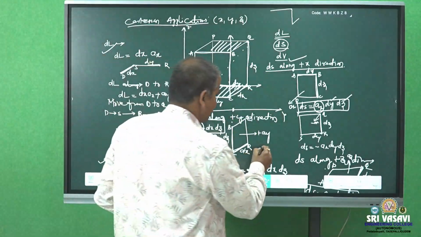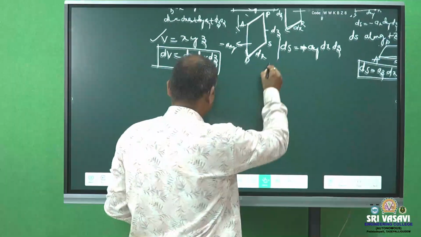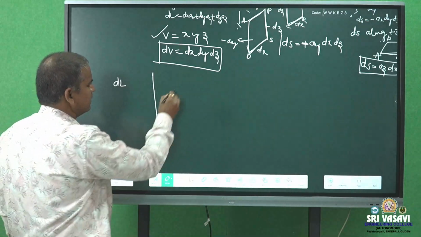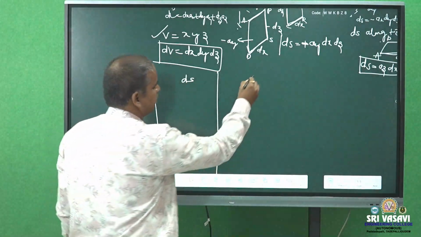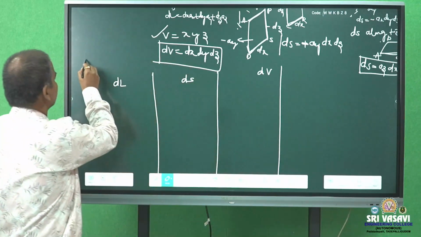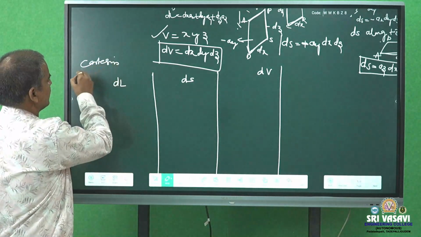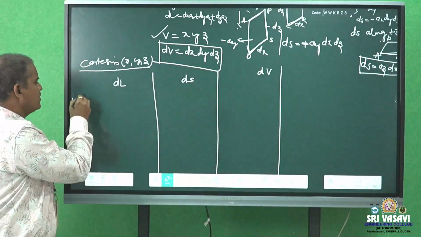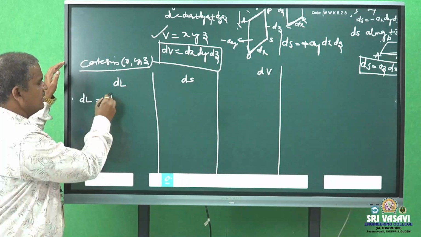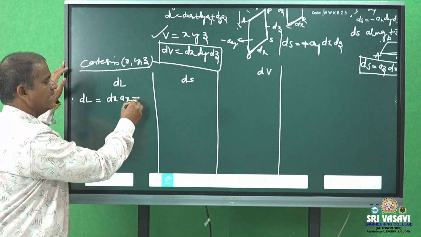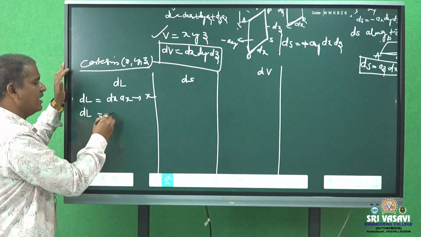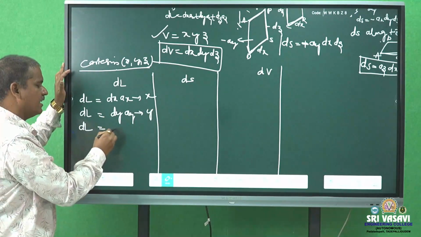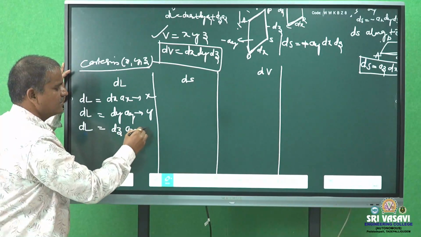Then concluded, the Cartesian coordinate system applications are differential length, differential surface, differential volume for this Cartesian. For Cartesian, variables are x comma y comma z. So differential length along x direction, we discussed dx into ax. This is for x direction. Differential length along y direction, dy into ay. This is along y direction. Differential length along z direction, dz into az. This is along z direction.